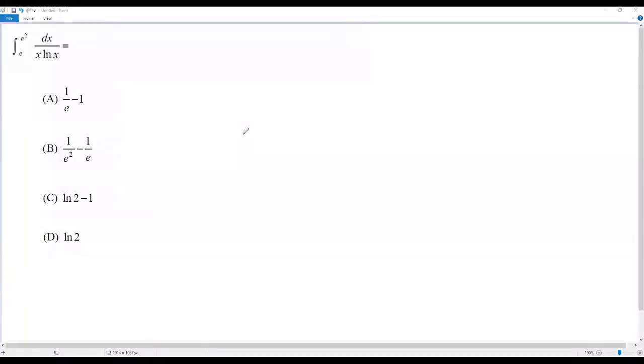Here we have an AP Calculus AB problem. Okay, let's go to the question. Here we have to evaluate this definite integral, that is the integral from e to e squared of dx over x times ln x.